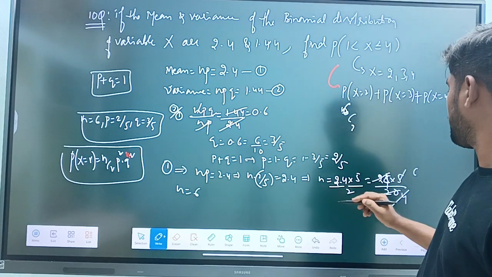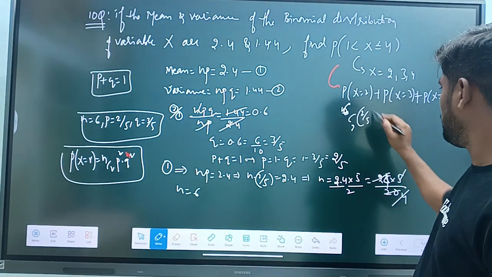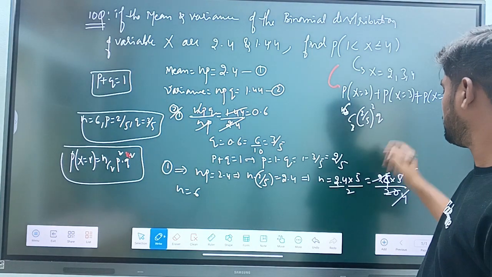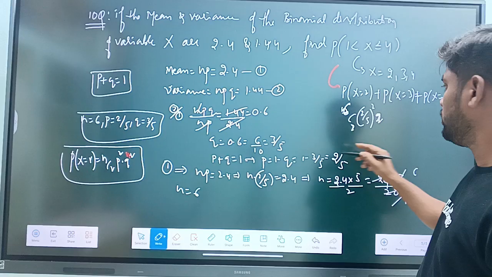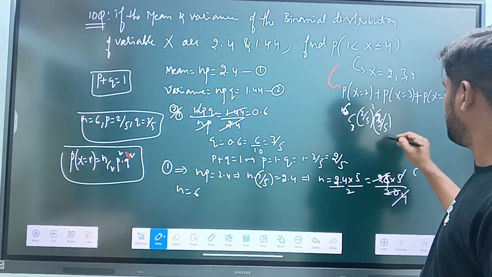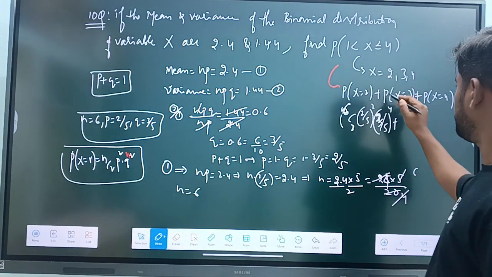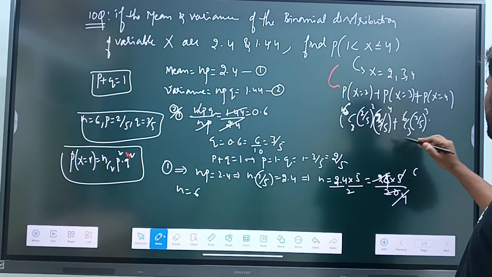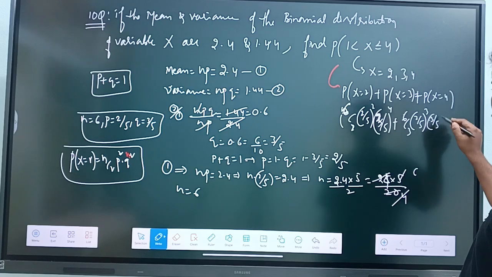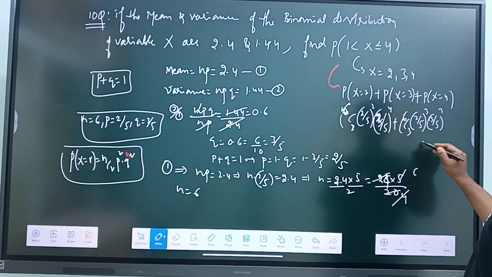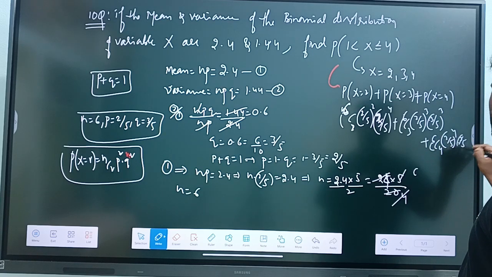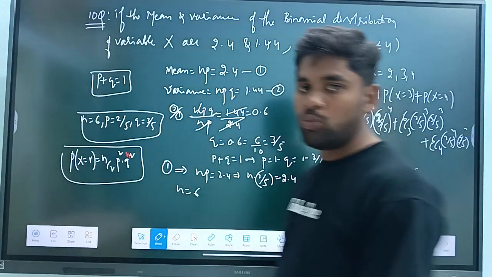The p value is 2 by 5 whole to the power of 2, and q is 3 by 5 whole to the power of 4. Similarly, 6C3 into 2 by 5 whole to the power of 3 and 3 by 5 whole to the power of 3, and 6C4 into 2 by 5 whole to the power of 4 and 3 by 5 whole to the power of 2. So now there is no need to simplify; they give 2 marks.